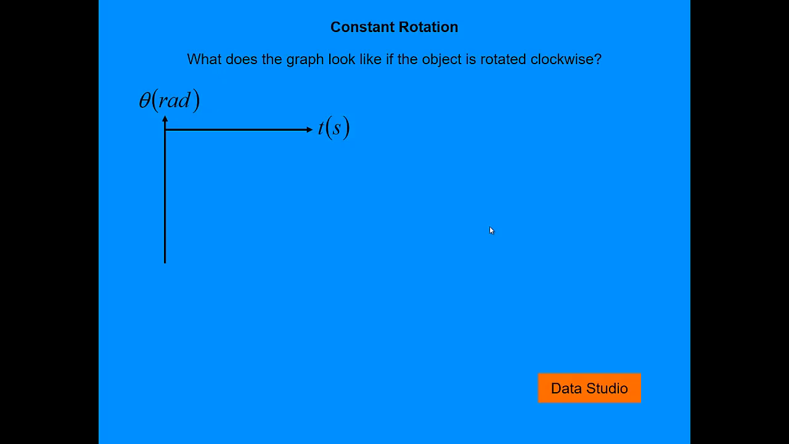So this is analogous to if an object is going to the right, and then what if it's not going to the right, it's going to the left. Okay, what does that do? Well, that changes the direction of the velocity, which changes the sign of the slope. So this graph would look like this. Linear, goes through 0, 0, but now it has a negative slope.